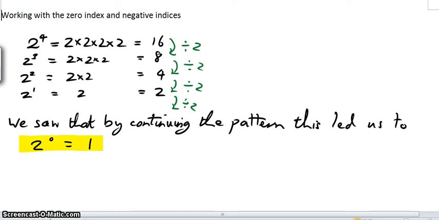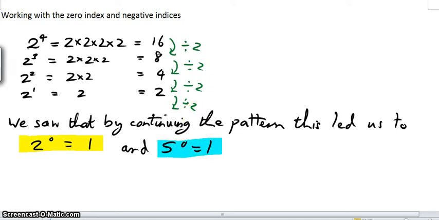Now if we'd have started with 5 to the power of 4, then all of these would be 5s, and then all of these would be 5s, and so on and so on. So this means that to get down the steps, we'd have to divide by 5 each time. So we'd end up with 5 to the power of 0 is 1.